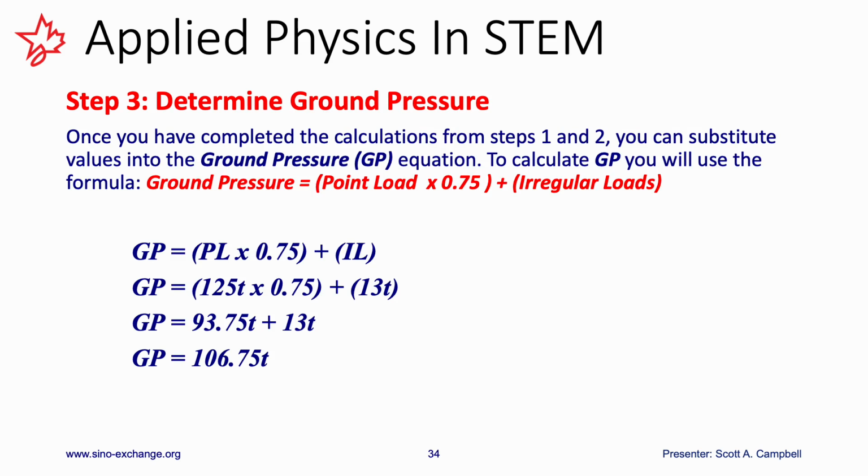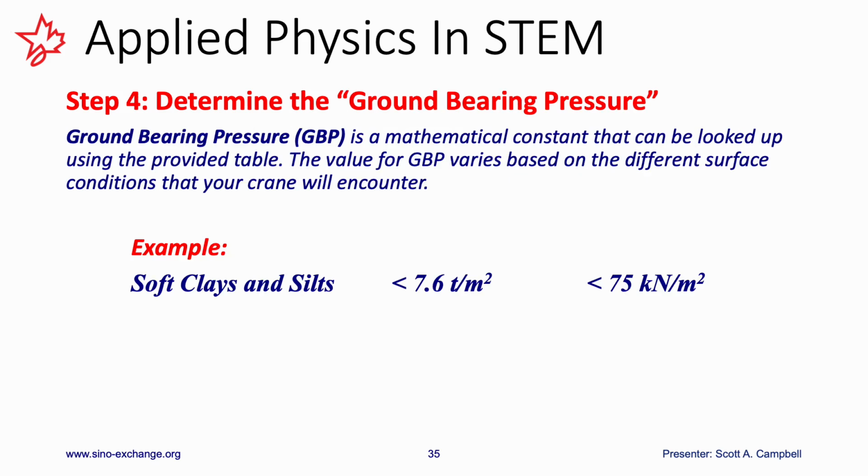We'll use the equation point load multiplied by a constant of 0.75 plus the irregular loads. And in our working example, we get a ground pressure of approximately 107 tons. After that, we'll need to determine the ground bearing pressure. Now, these values are based on constants that are provided in a standard lookup table.